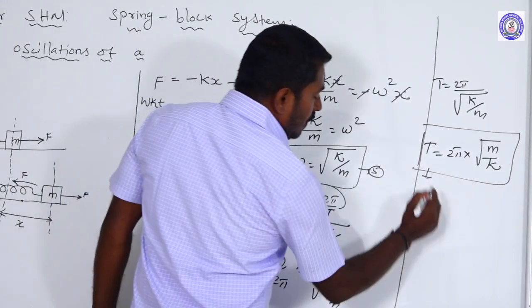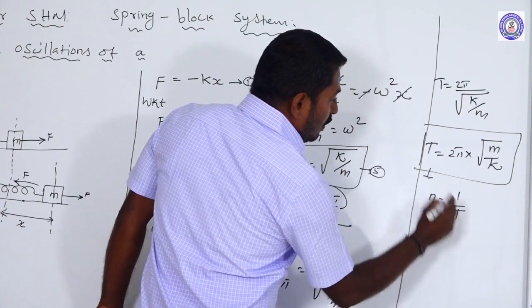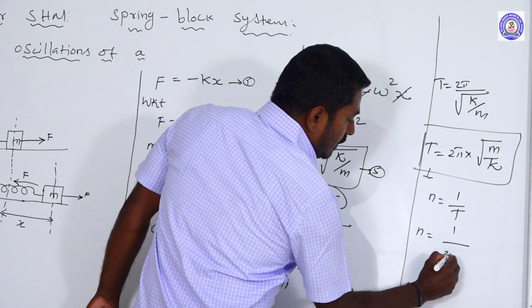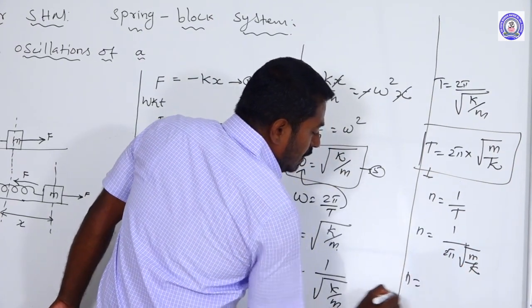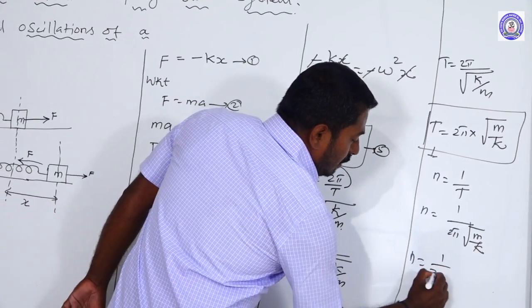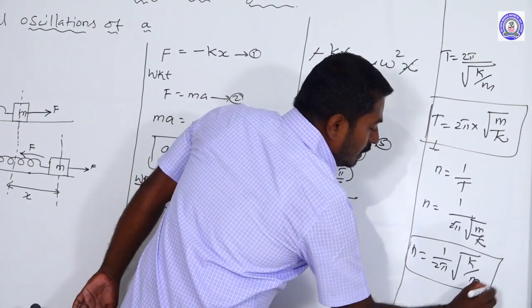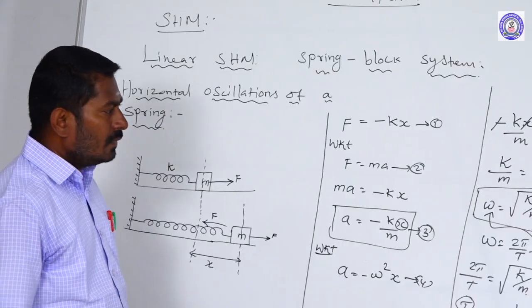Frequency of the linear simple harmonic oscillator, n, is equal to the reciprocal of the time period. n is equal to 1 divided by the time period, 2 pi square root of M divided by K. The frequency of the linear simple harmonic oscillator, 1 divided by 2 pi square root of K divided by M, is another important expression in linear simple harmonic motion.